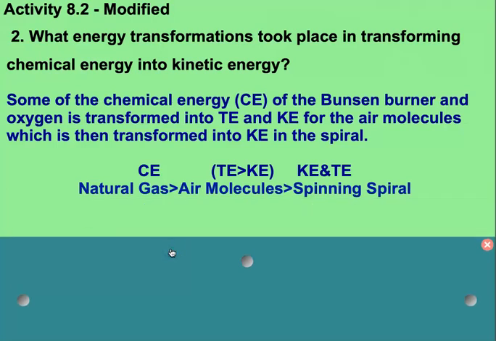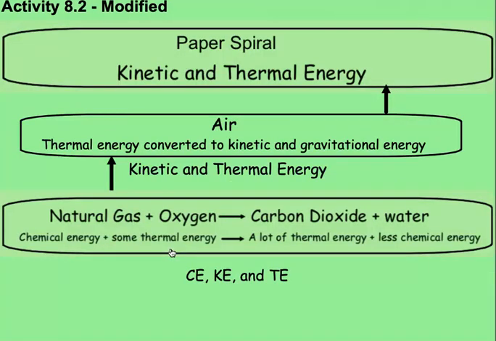So I drew a little model here for you. Our CE is the natural gas burning, and that causes the air molecules to gain more thermal energy and kinetic energy, which in turn causes the spiral to spin because it has kinetic energy and an increase in thermal energy. If you prefer, a model like this is a little bit better for us.